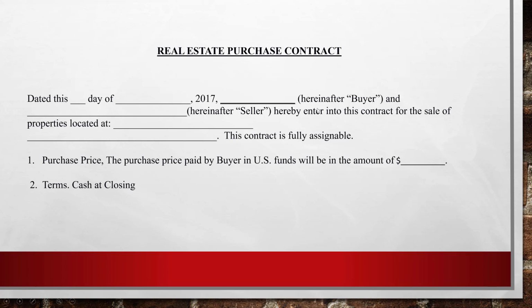You're the buyer and then there's the seller. That is going to be everybody that's on the title. So if it's John Smith, it's just John Smith. Maybe it's John and Teresa Smith. Just make sure that everyone that is on the title is in this particular line right here. And then we're looking for the contract for the sale of the property located at blank, 123 Main Street. Okay, so you want to fill this all out.